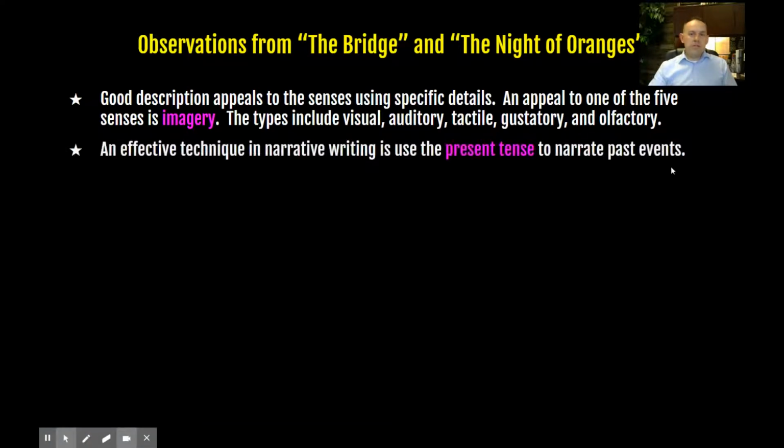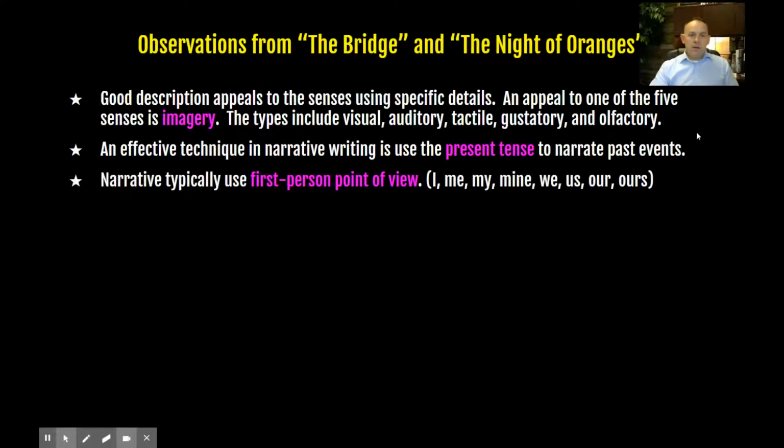We've also noticed in these two essays that an effective technique in narrative writing is to use the present tense to narrate past events. So in The Night of Oranges, we go back to that idea. It was written in '95 about an event that happened in '89, 6 years previous, yet he writes about it in the first person to stress the immediacy of the action, and it puts the audience directly into the action. Narrative writing typically uses first person point of view, and those pronouns would be I, me, my, mine, we, us, our, and ours. So it's going to be a first person narrative in most cases.